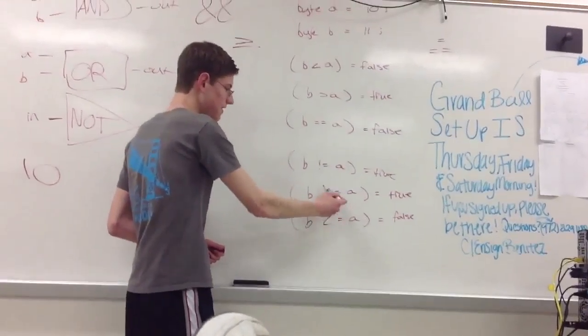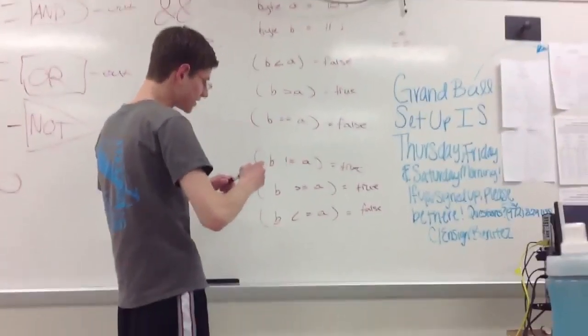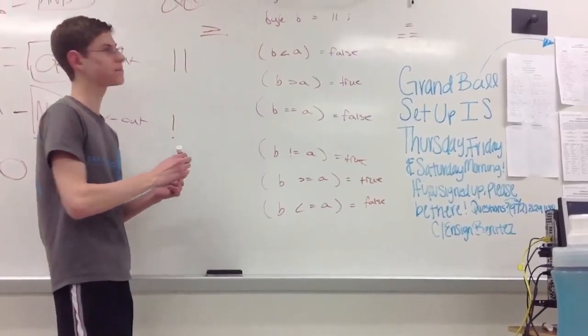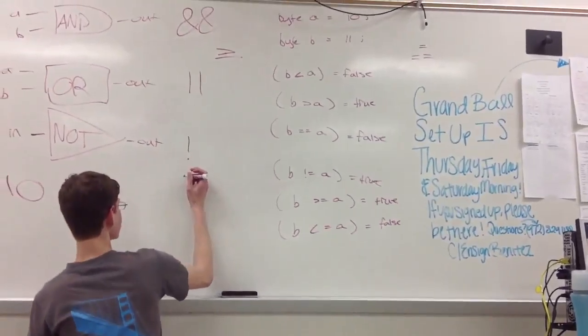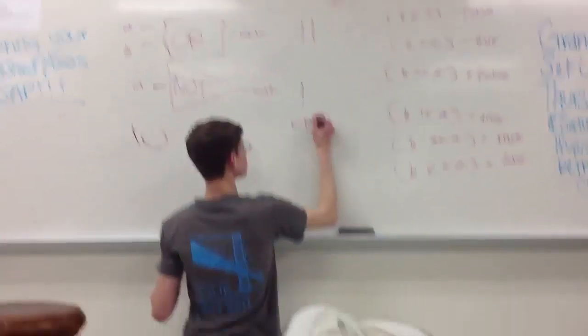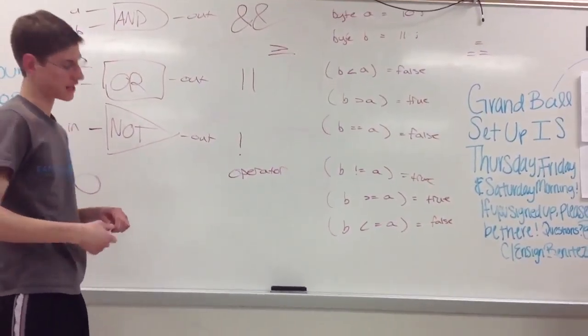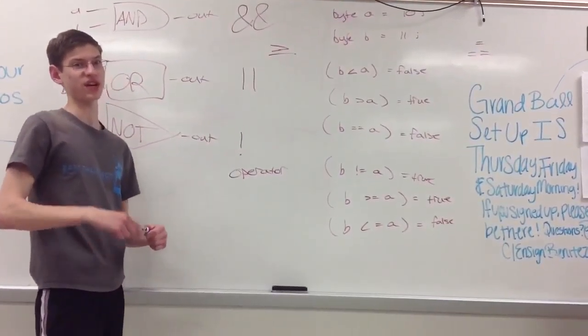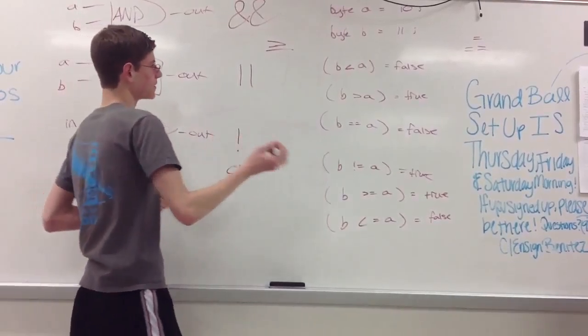Sign, all of these symbols are technically called operators. I'll write this down here. Now, the operator performs, in the case of a binary operator, on two operands. That's what your values are.